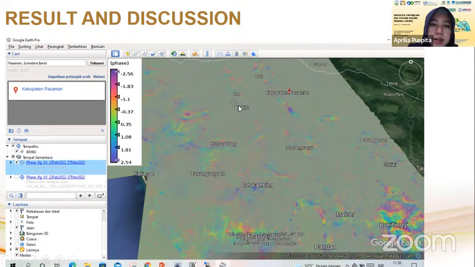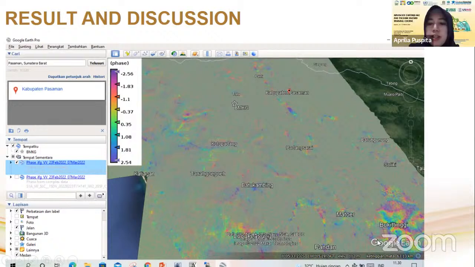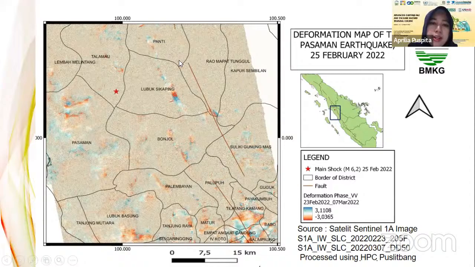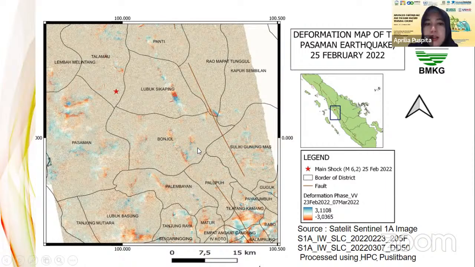This is the epicenter area from the BMKG. And this is several areas that experienced deformation. We can see there is a difference in the upper fringe here, and I want to show you another. Yes, this is a deformation map of the Pasaman earthquake, 25 February. We can see this is the location of the epicenter of the earthquake. This is the Sumani fault, and we can see here the red area.